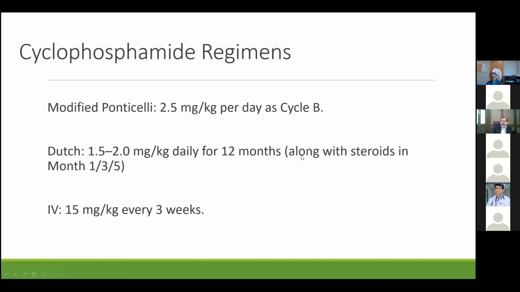And then you can use IV cyclophosphamide 15 mg per kg every 3 weeks. Not recommended, but there are some trials which show reasonable equivalence. And so I heard some thoughts in Pakistan. Oral cyclophosphamide is not available, so this may be your only option at that point.